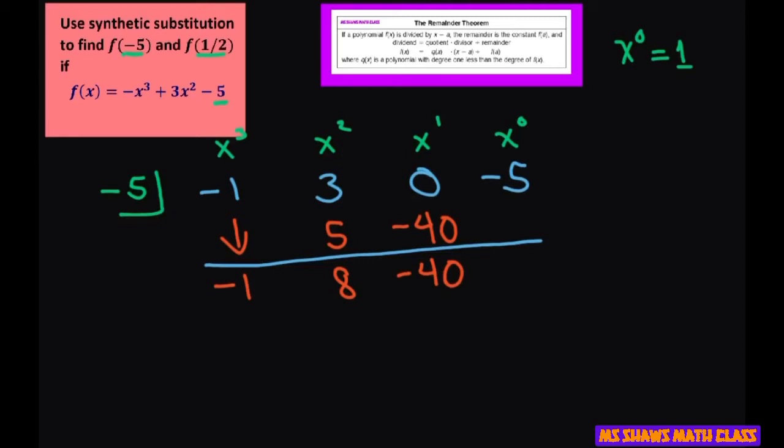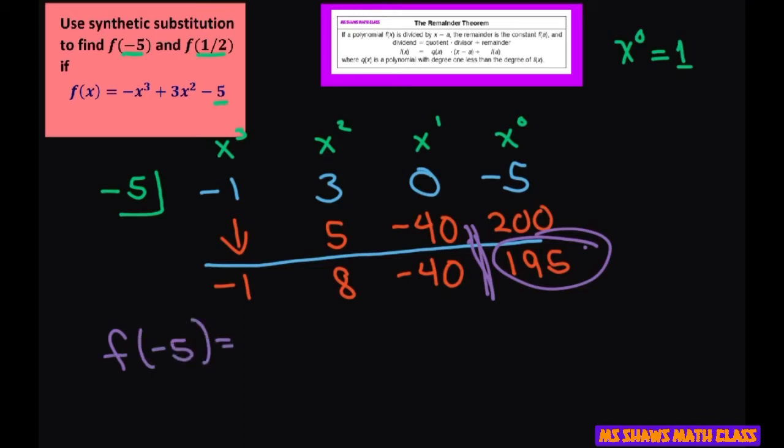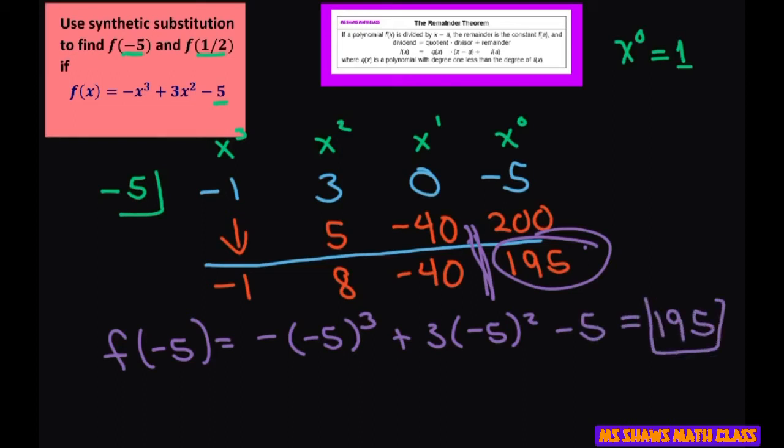Then you do -5 times -40 is 200, and then you add. So that's going to give you 195. That means 195, I always put a little line there. This is your remainder. What that means, if I do f of -5 and I plug it into my equation, I'm going to get 195, which is my remainder.